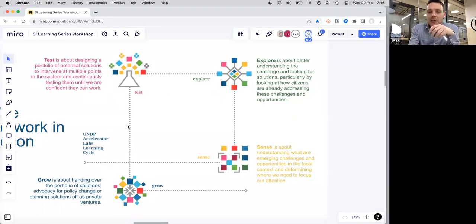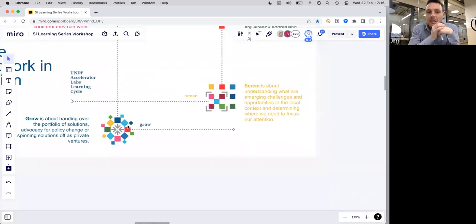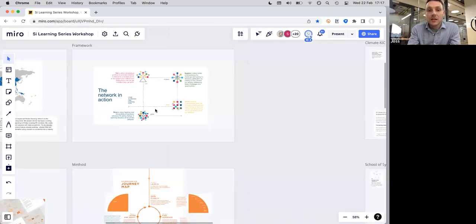And then finally, around growing and scaling. Growing is about handing over the portfolio solutions, advocacy for policy change, or spinning solutions off as private ventures. So that's the UNDP Accelerator Labs.